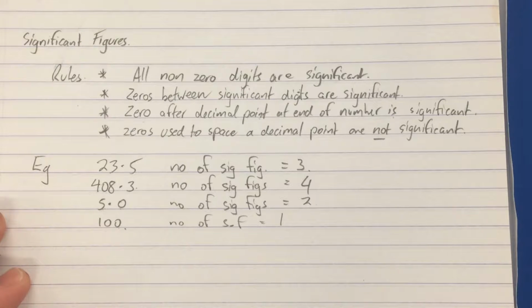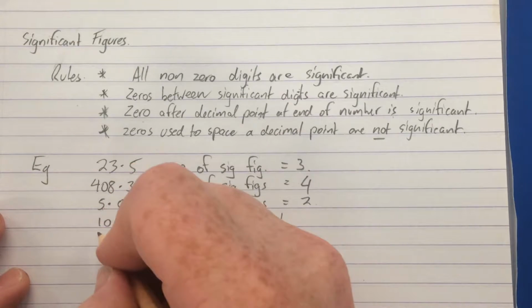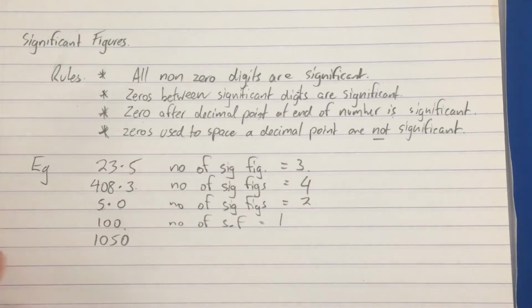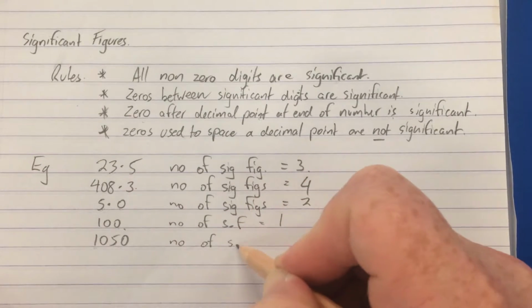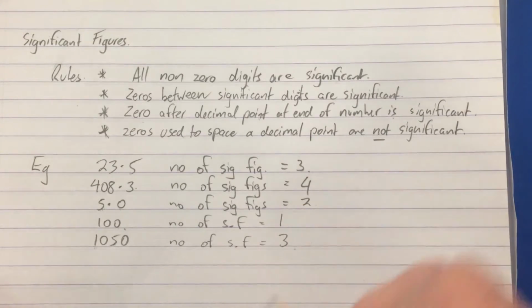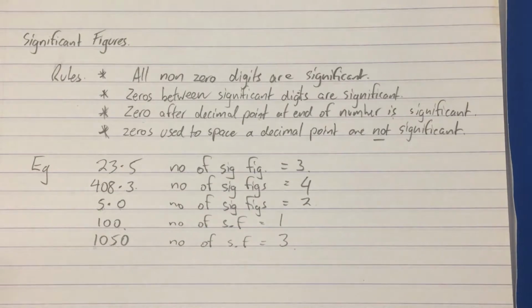We'll do another one. Let's say 1050. Here we've got two non-zero digits and one zero that lies between two non-zero digits. So the number of significant figures is equal to 3. And that's how we calculate the number of significant figures.